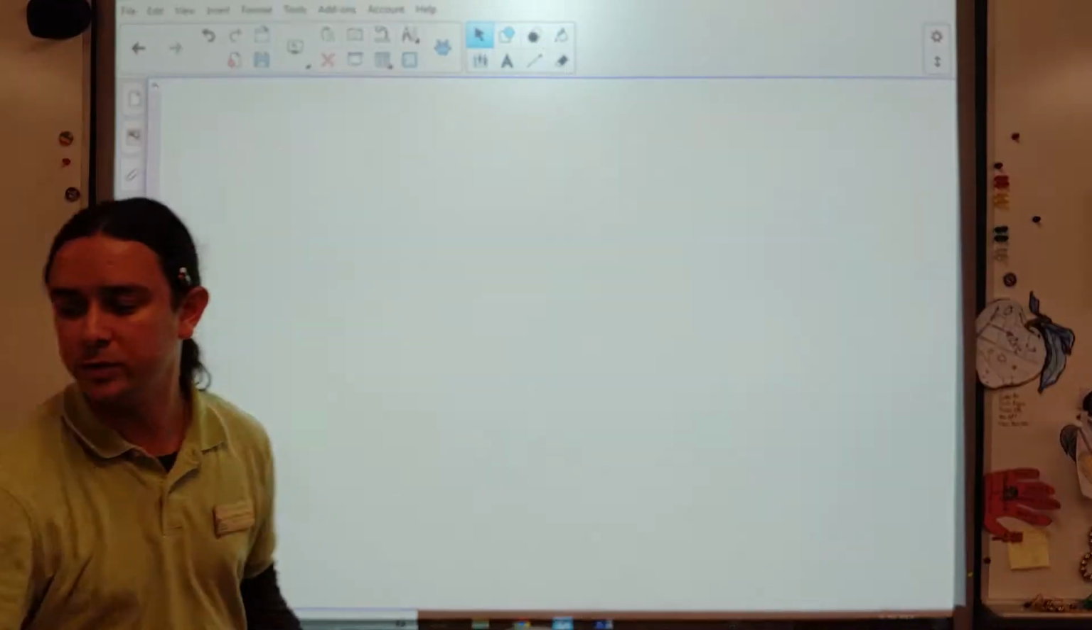Okay, so continuing with some more complex kinematics problems. This one is arguably known as complex. It depends on how you want to look at it.